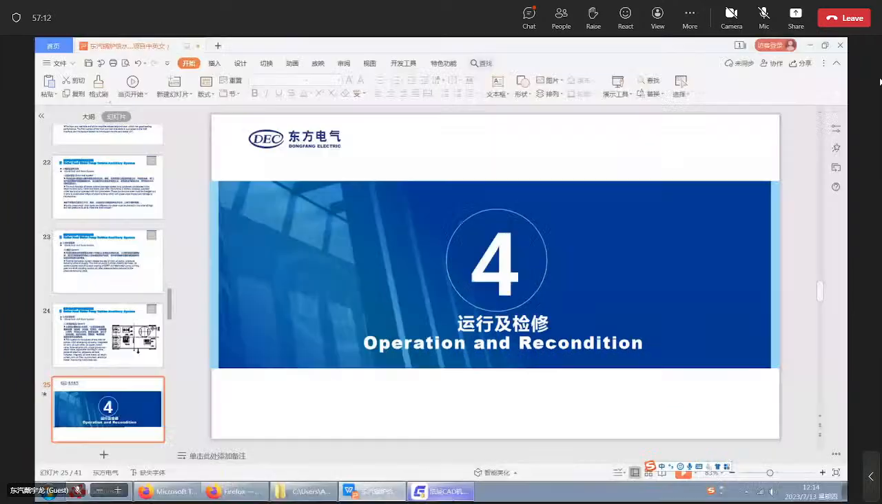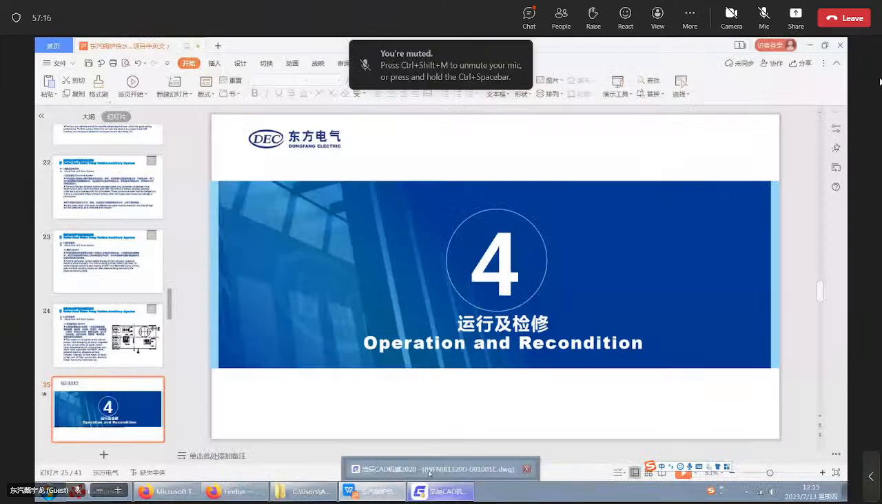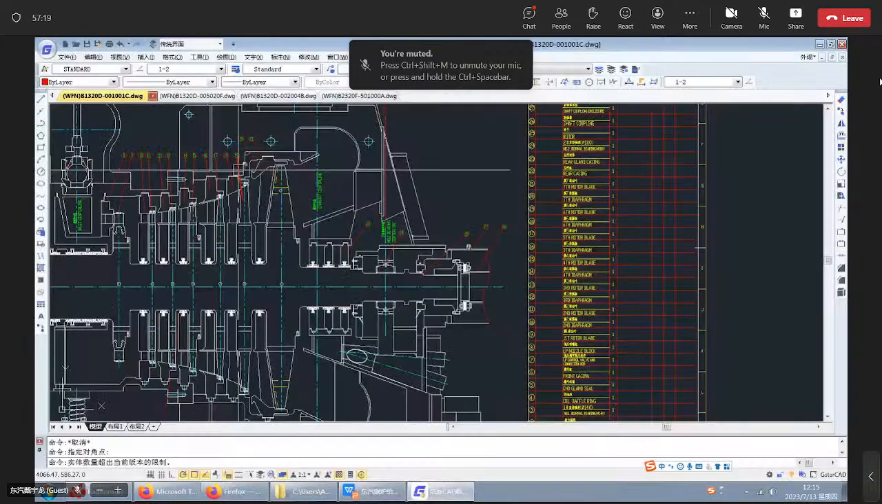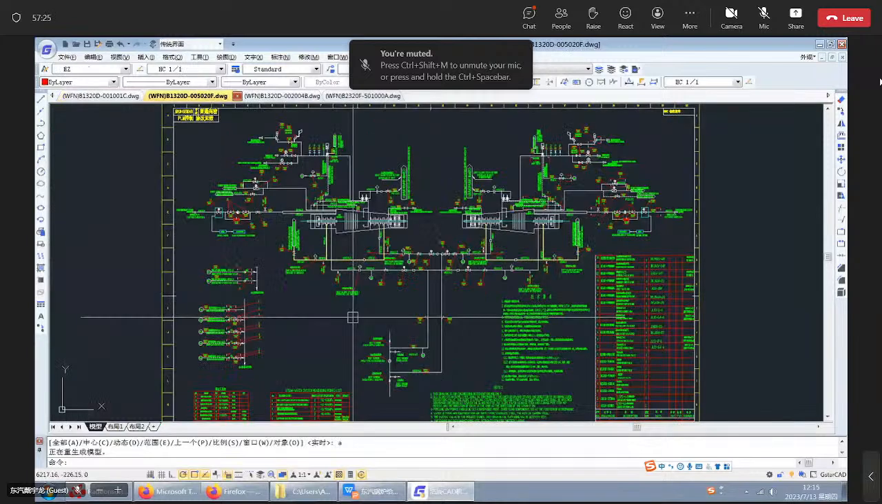We would like to introduce these two systems by showing you the system drawings.